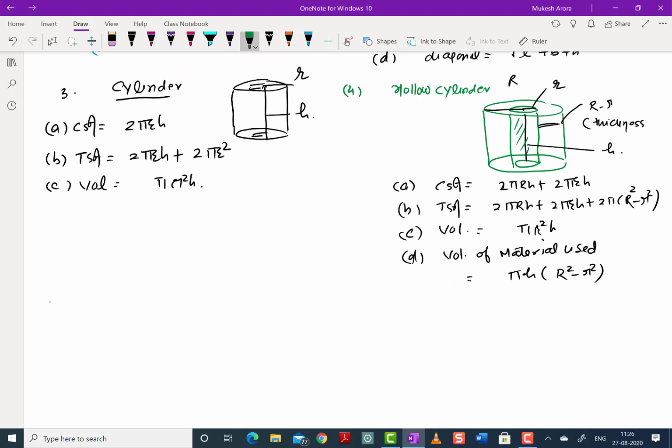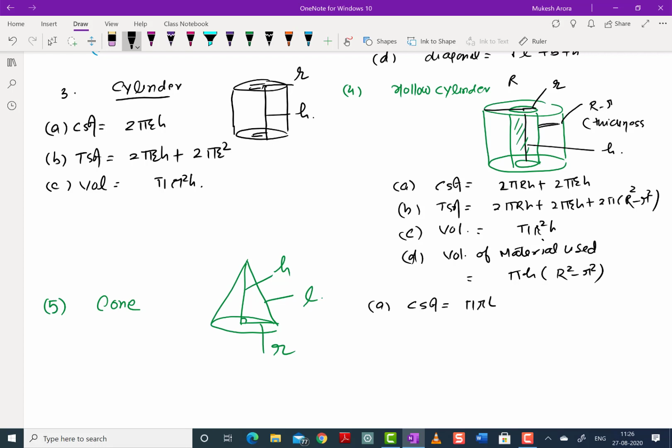Number 5 is cone. This is cone, this is radius, this is height, this is l, the slant height, this is 90 degrees. The curved surface area is pi r l. Total surface area is curved surface area plus area of base, and C. volume is 1 upon 3 pi r square h.